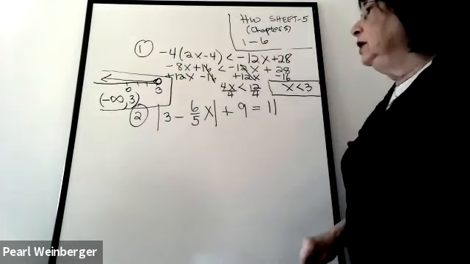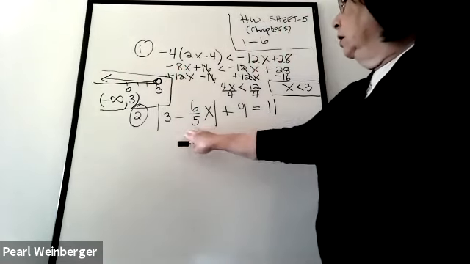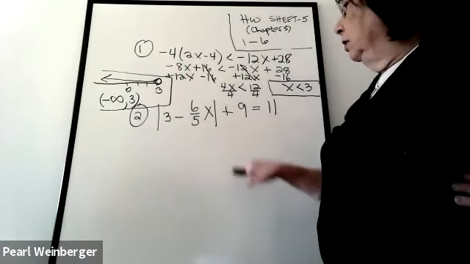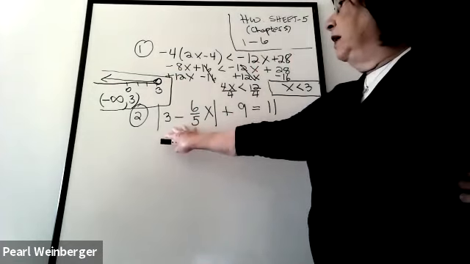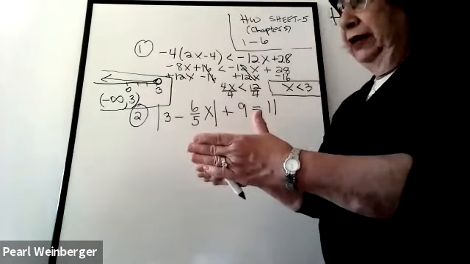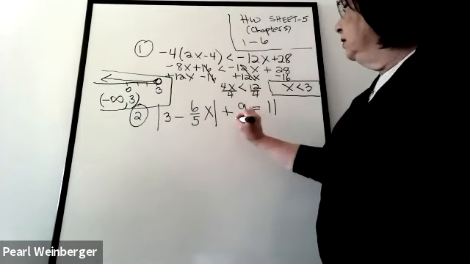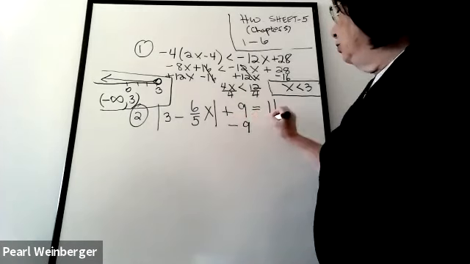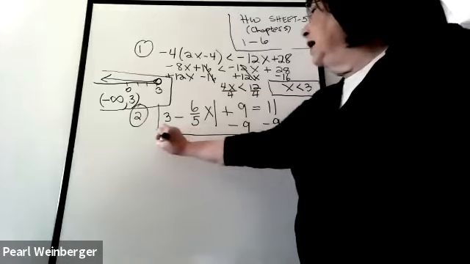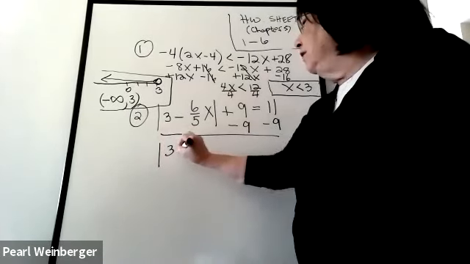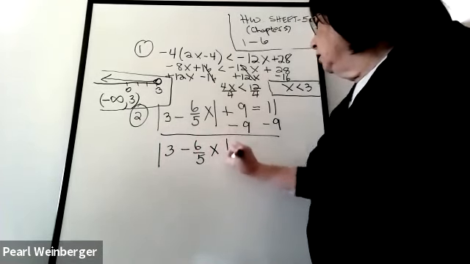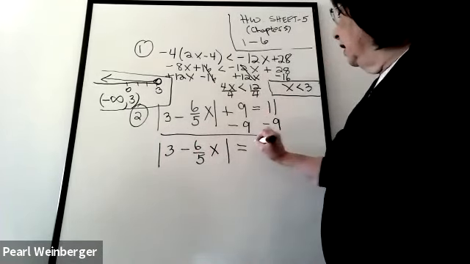When it comes to the absolute value equation, we want to solve this by first making sure that we have our absolute value all by itself, which means I have to bring this 9 to the other side. I do not break it up into 2 equations until I have my absolute value all by itself. Now 11 minus 9 gives me 2.